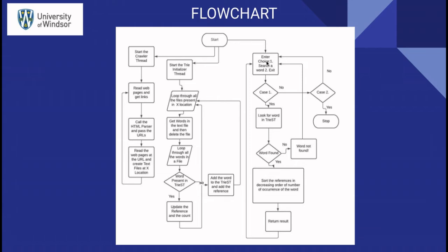We also have the front end. The front end is where the user has the option to search for words. When the user enters a word to search, we look into the trie, and if the word is found, we sort the result in decreasing order of the number of occurrences of the word, and then we show the result. And this again goes back and it continues. If the user chooses to exit, the application stops.